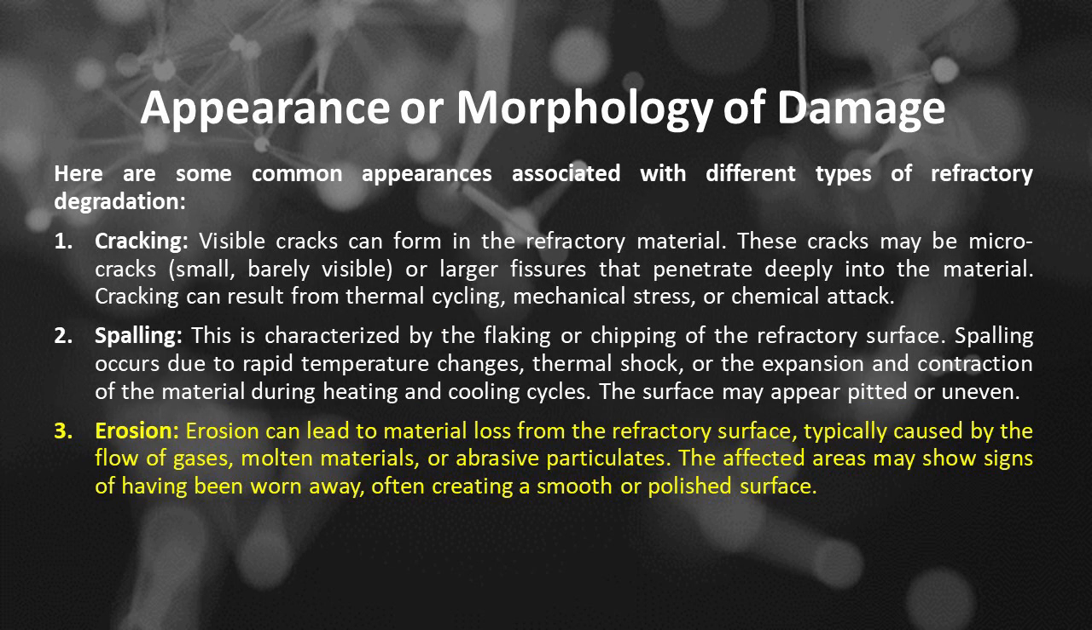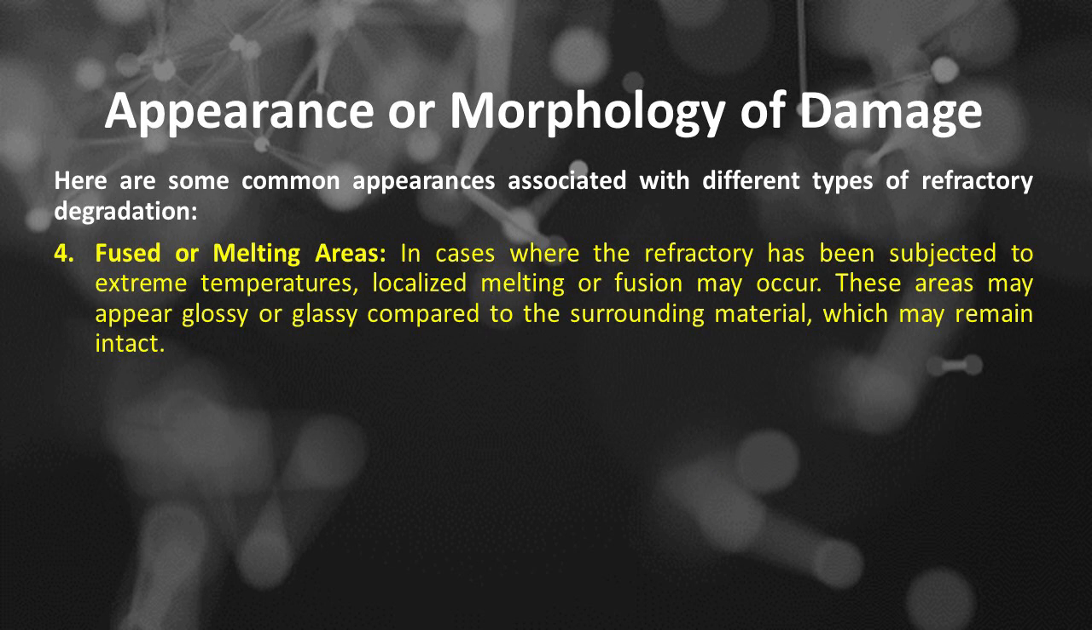Number 3 is erosion. Erosion can lead to material loss from the refractory surface, typically caused by the flow of gases, molten materials, or abrasive particulates. The affected areas may show signs of having been worn away, often creating a smooth or polished surface. Number 4 is fused or melting areas. In cases where the refractory has been subjected to extreme temperatures, localized melting or fusion may occur. These areas may appear glossy or glassy compared to the surrounding material, which may remain intact.